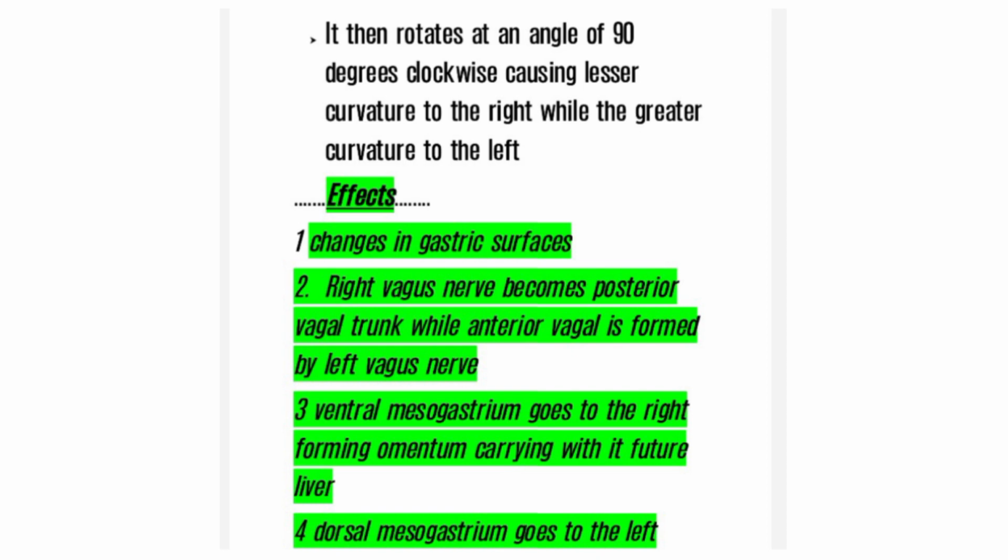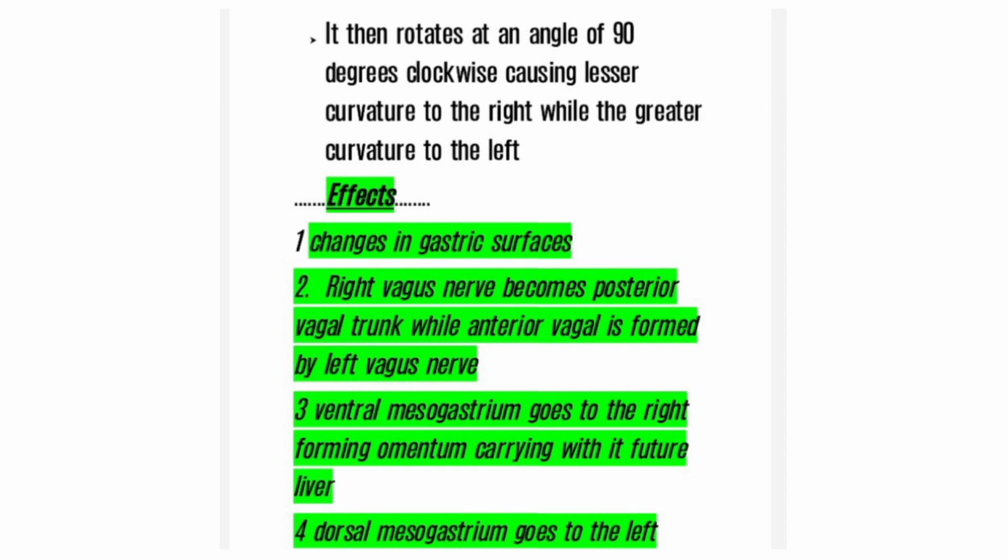Now it will cause changes in gastric surfaces. What do I mean by this? These gastric surfaces are just the lesser and greater curvature, whereby the greater curvature will move to the left, while the lesser curvature will move to the right. Number two, it will cause the right vagus nerve to become the posterior vagal trunk, while the left vagus nerve will become the anterior vagal trunk.